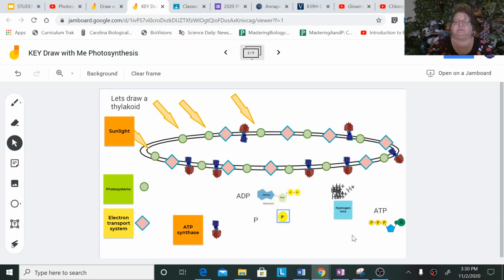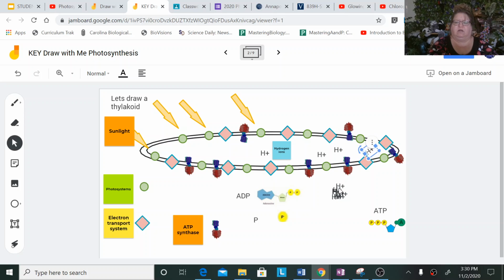Now, there's one last thing we need to add, and it's going to clear up our slides here. We're going to add our hydrogen ions, and so I got them all piled up here. And so let's go ahead and sneak them in, the hydrogen ions.